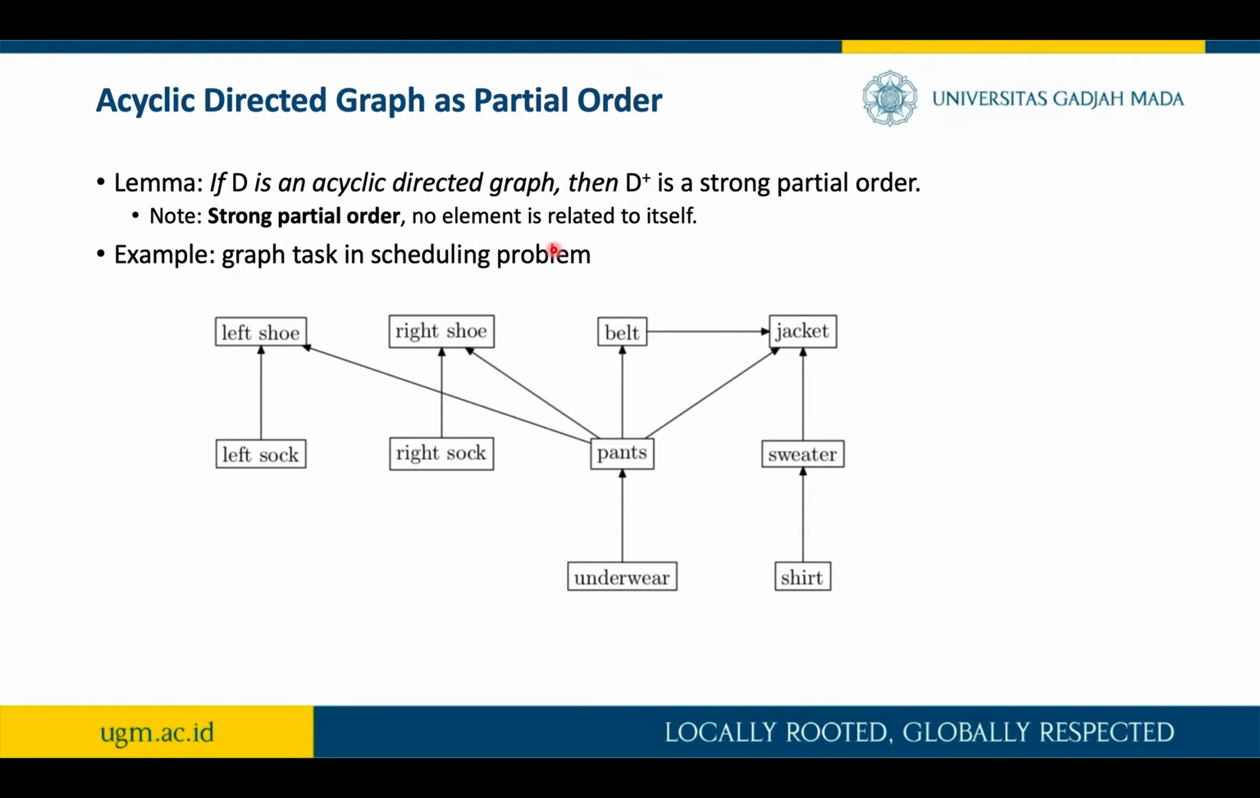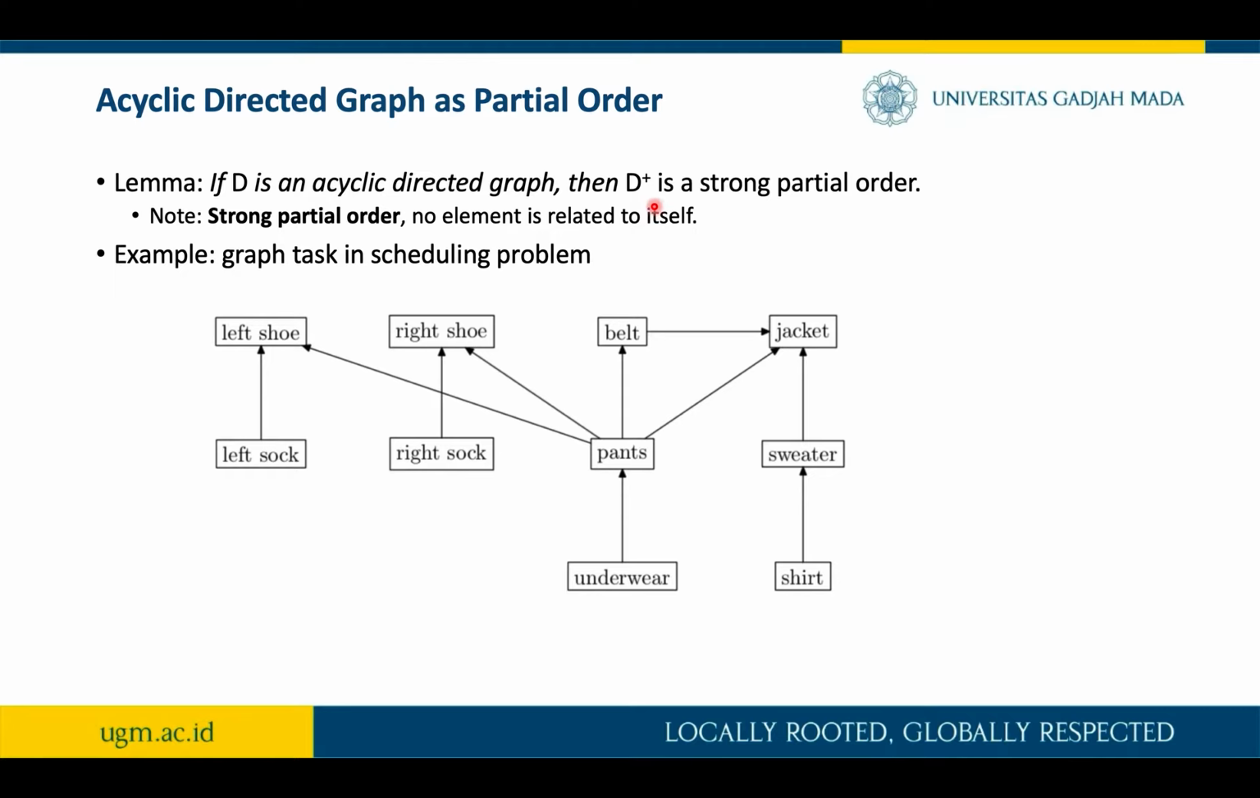DAG can be considered as partial order. There's a lemma here. If D is an acyclic directed graph, then D plus is a strong partial order. A strong partial order means that there is no element that is related to itself. So there is no loop here. There is no loop in strong partial order.